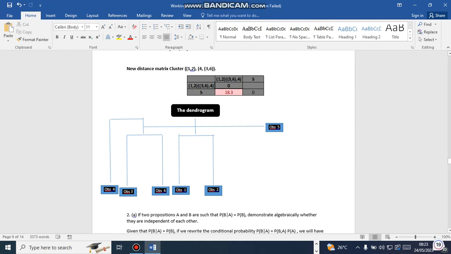The linkage is that observation 3 and 6 were linked up first, and observation 1 and 2 were linked up. From there, 4 was linked up to this, and observation 5 was linked up to every other observation.